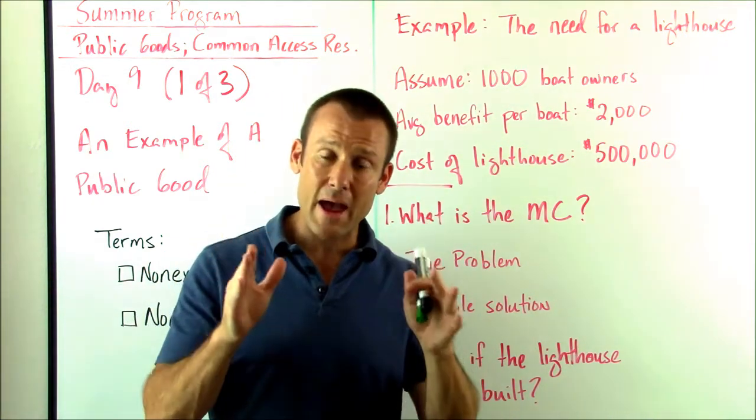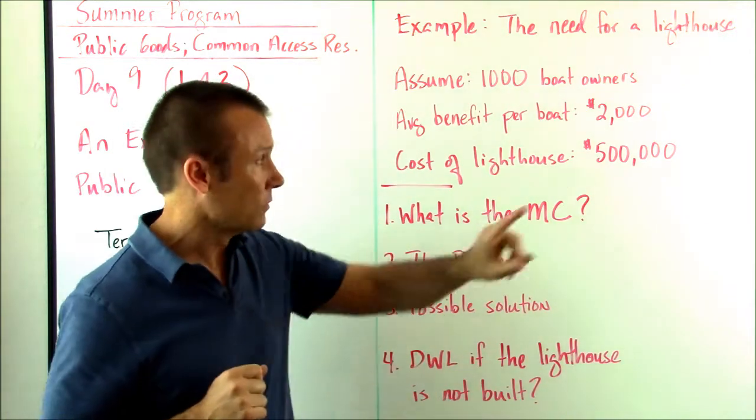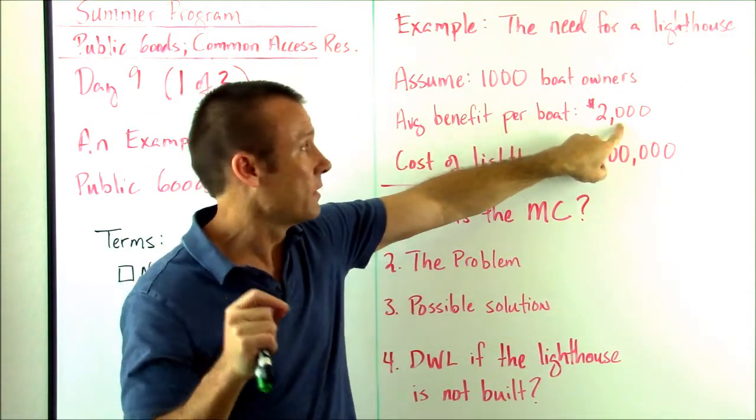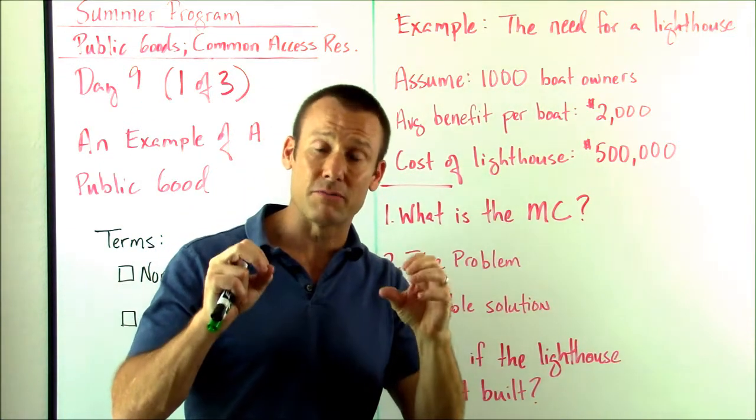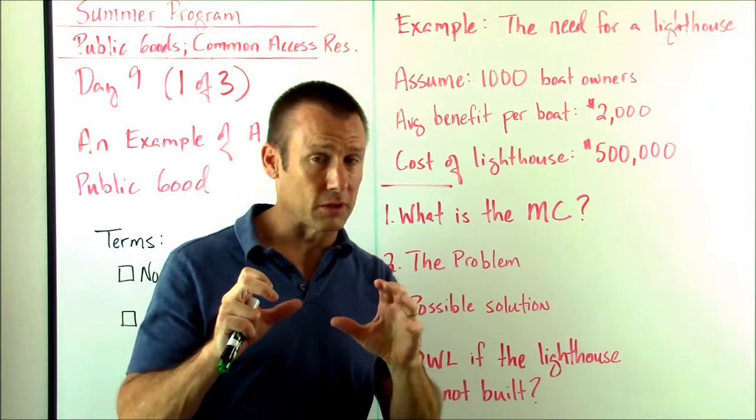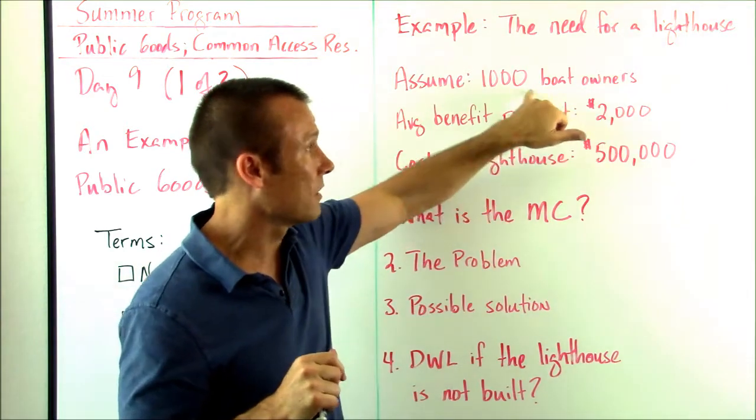So what is our maximum social surplus? Well, here's how we do it. We take the $2,000 average benefit times the 1,000 boat owners. That gives us $2 million in benefit, okay? Now, that's not our surplus, right? That's just our benefit. So $2 million in benefit.